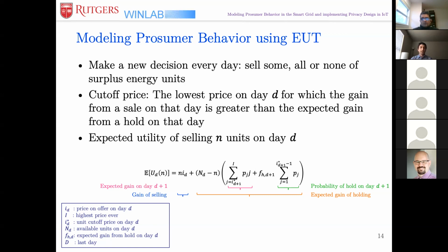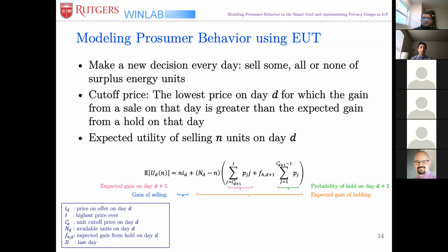So the expected utility of selling a unit of energy on day D at price ID has two components. The first component is the gain realized by selling the unit at price ID on day D, and the second component is the possible gain that may be realized by holding the unit on day D and selling on a subsequent day. And this possible gain from holding is determined by the probability of selling at a higher price on a subsequent day, which is determined by the cutoff price on each subsequent day and the probability of it being met or exceeded by the price on offer on that day.